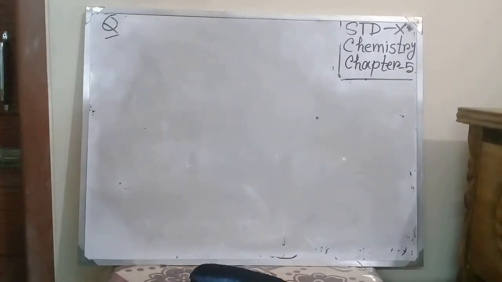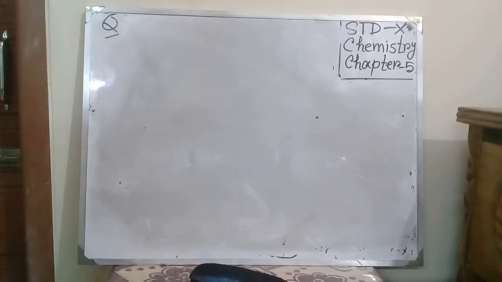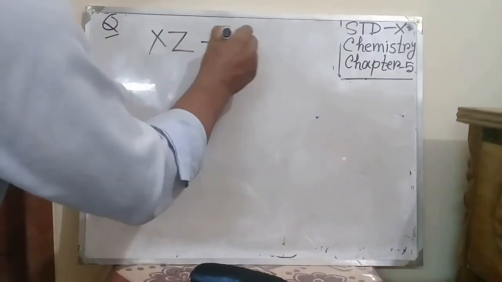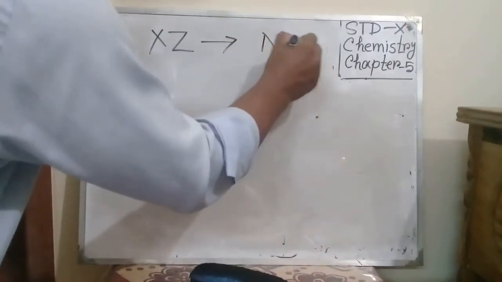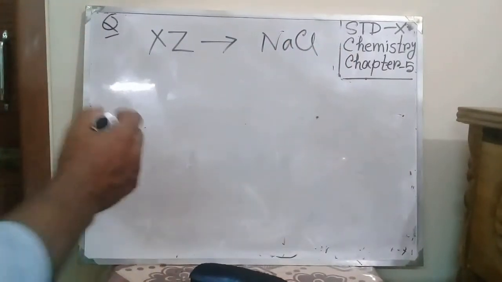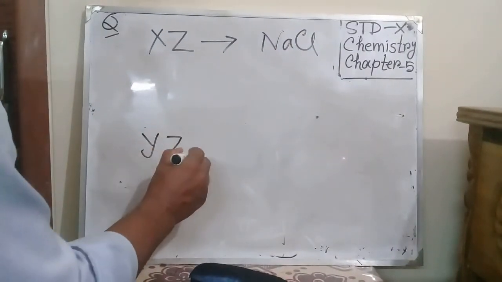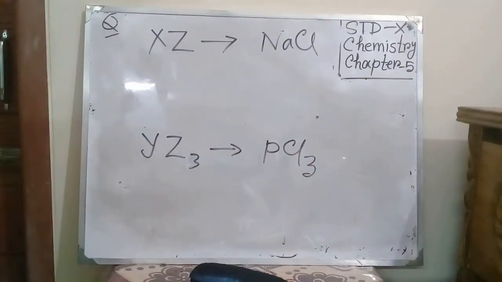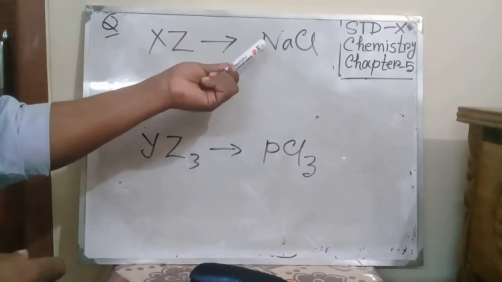Now question number 2. Question number 2 is, which one will be soluble in water between XZ and YZ3? First, we will identify what XZ and YZ3 are. XZ is sodium chloride, and YZ3 is phosphorus trichloride. So, sodium chloride.